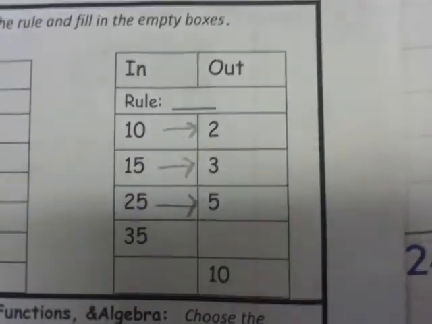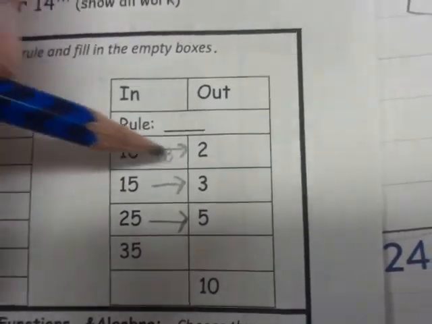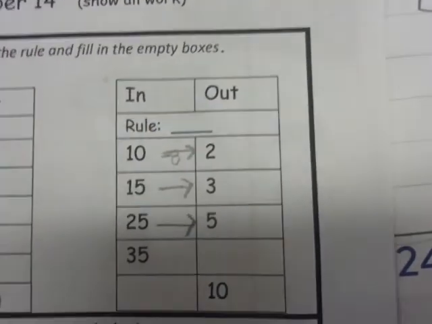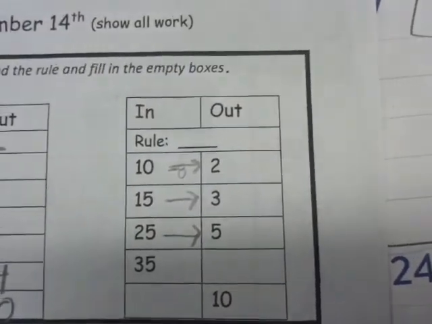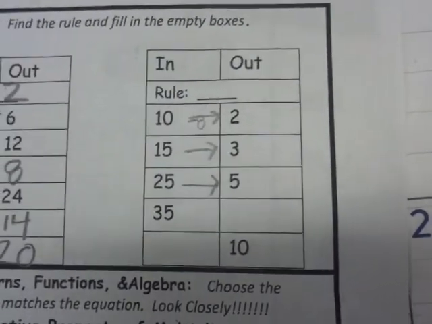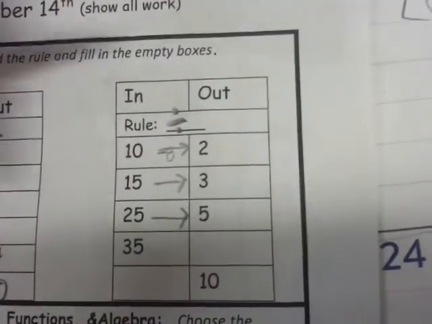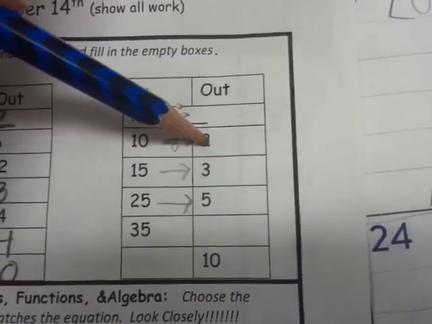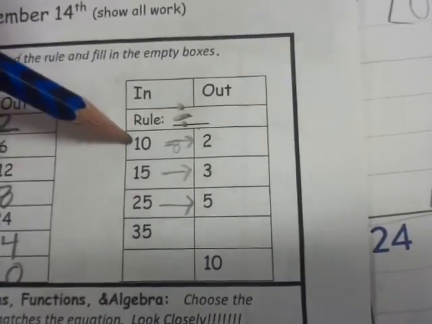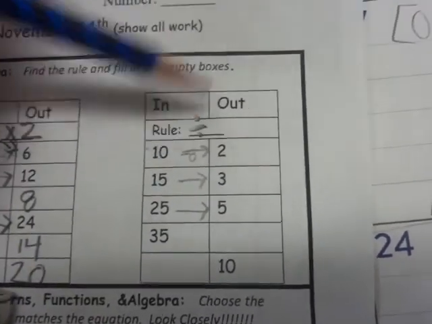Well, if I subtract 8, 10 minus 8 is 2. So that's one way to get it. But if I do 15 minus 8, I do not get 3. So my rule is dividing. So how you could also figure this out is, what could you do to 2 to get to 10? You can multiply by 5. So the opposite would be divide by 5.